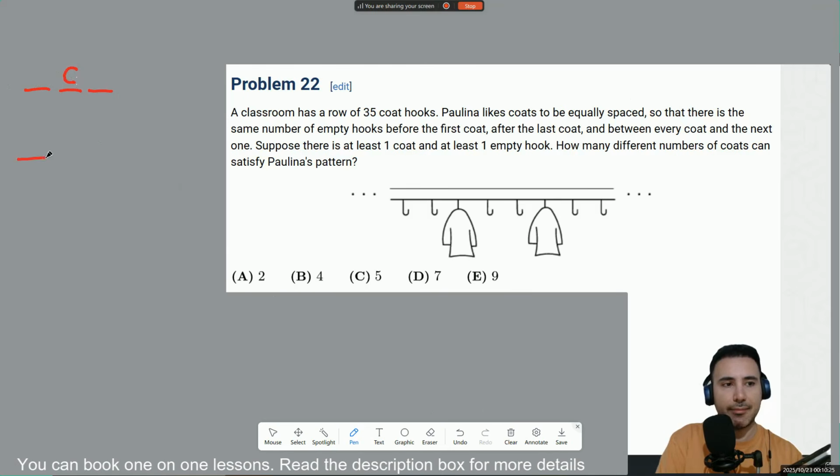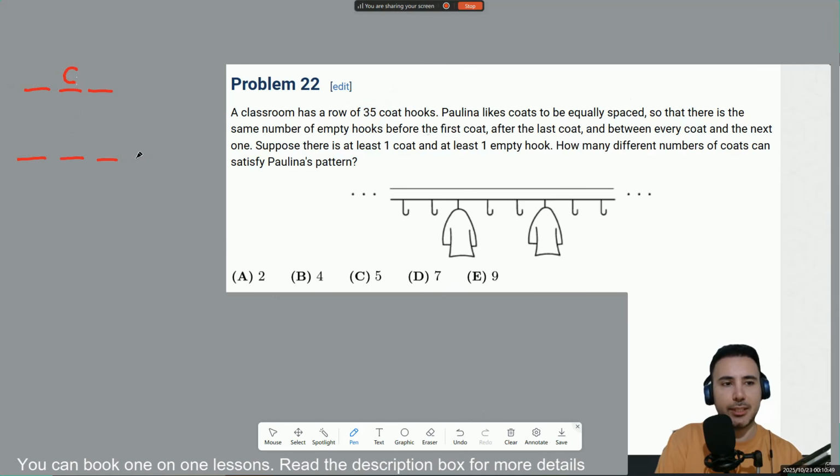Now, what if we have 4 hooks? Where can I put the C's here? No. Can I put C here? 2 left, 2 right. So it's not going to work with 4. So it's going to only work with odd numbers. That's why the question gave us an odd number. If it gave us even, then we wouldn't even have 1.